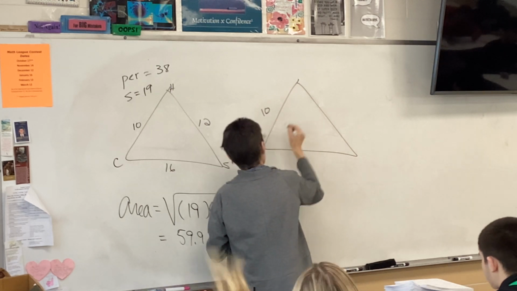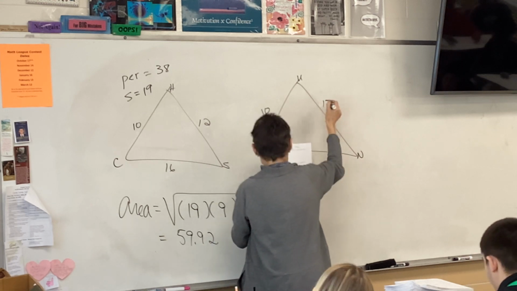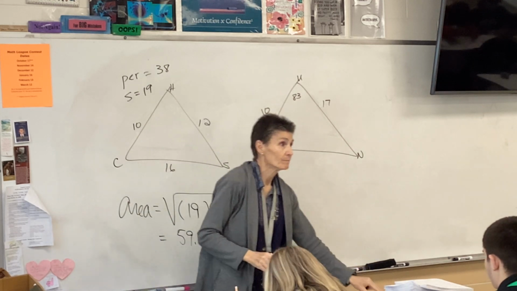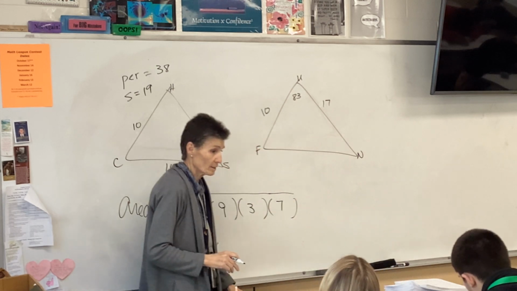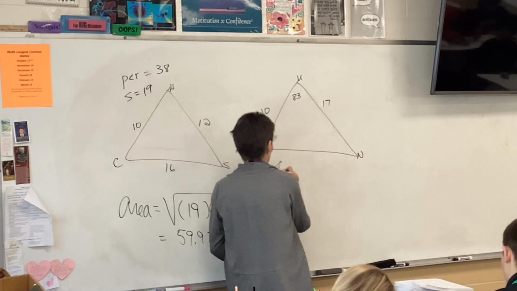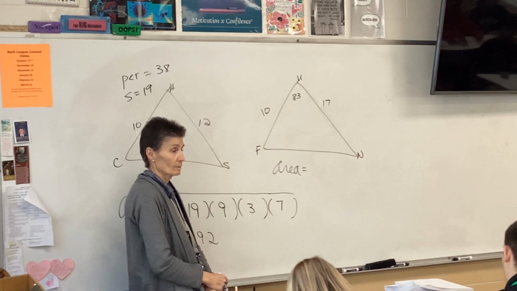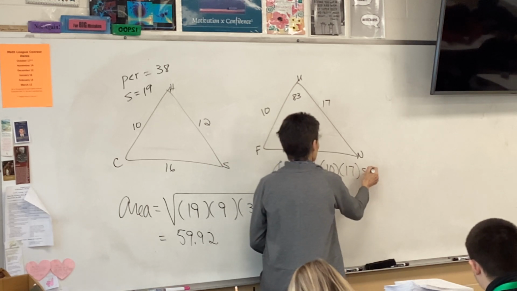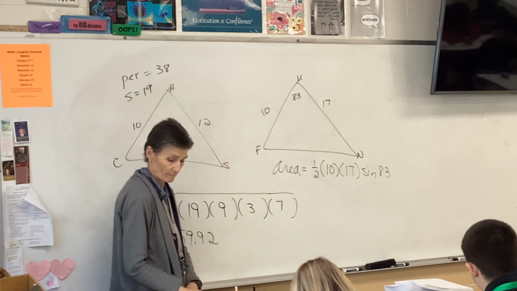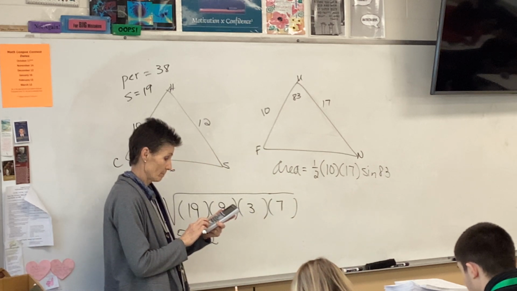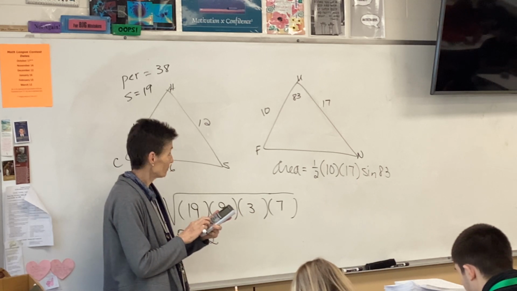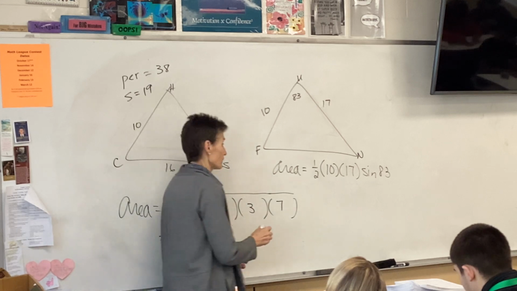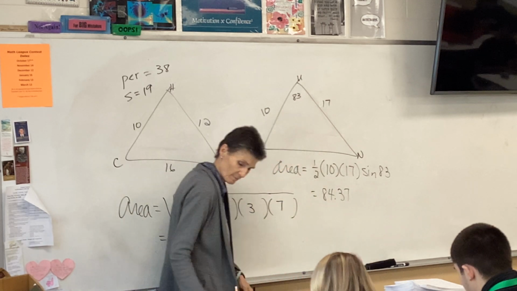Next problem. Triangle FUN. And again, the directions say find the area. So what are we going to do here to find the area? One half times side times side times sine of included angle. Tell me what you got. 84.37, if I remember. You're right.